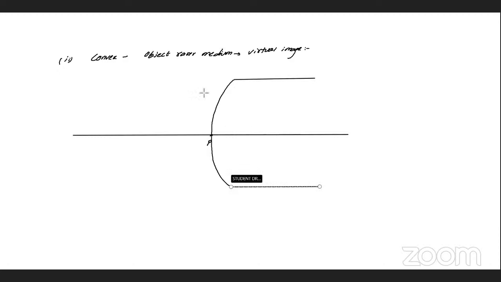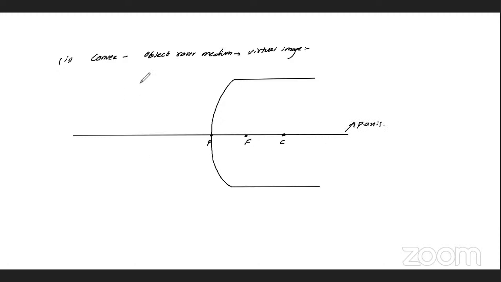Okay, so let's see that. Here there is a principal axis. This is your principal axis. For this principal axis, I'll take a convex spherical surface. As you know, this is your pole, and this is your denser medium. This is the center of curvature, and there is a focus. So this is your principal axis.